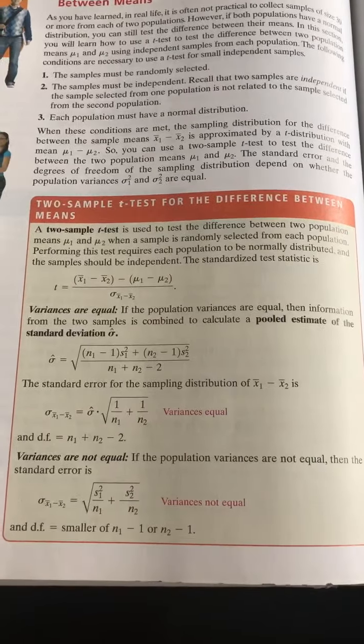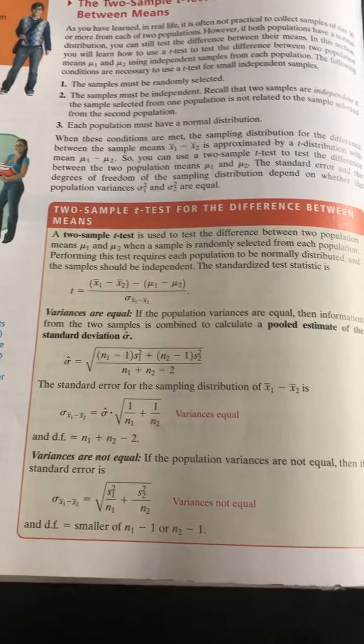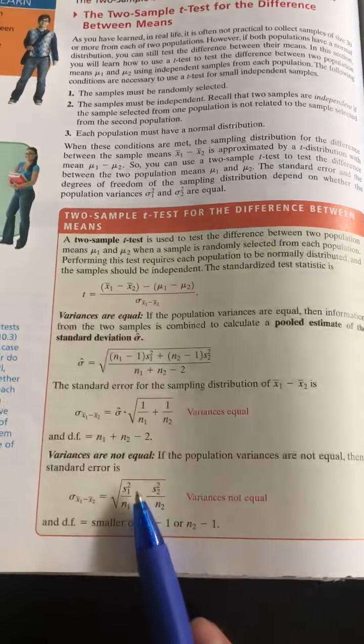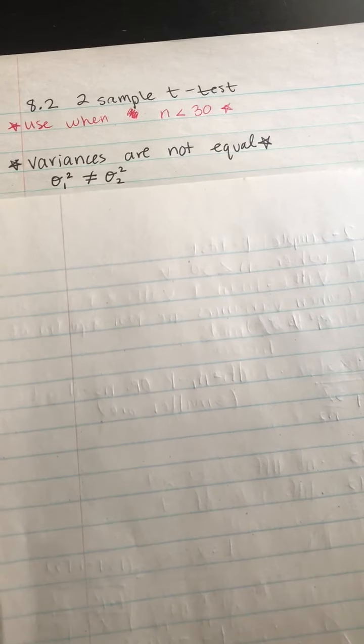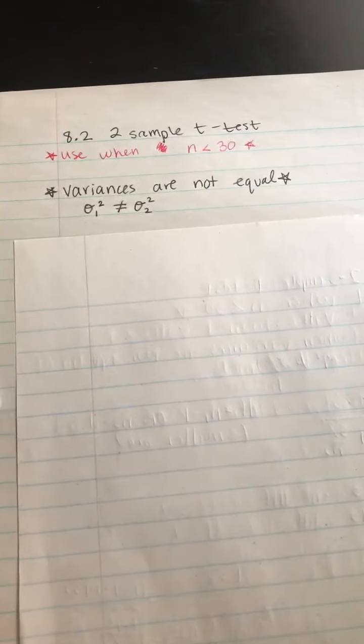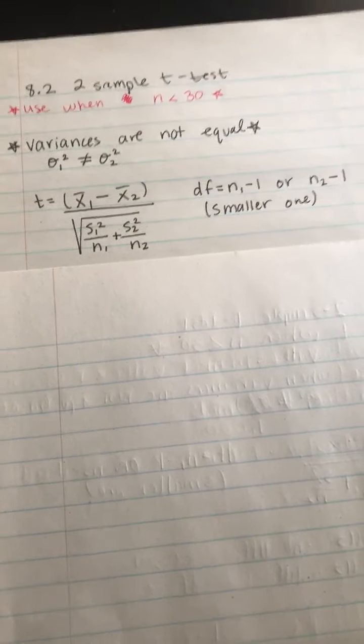So in real life, we usually don't know the variance. So we're always going to assume for the lesson that they're not equal. And we're going to be using this formula here. Okay, so I'll send a copy of the notes. Assuming the variances are not equal, which is what we're going to do all the time in this chapter. This is the formula that you're going to use.